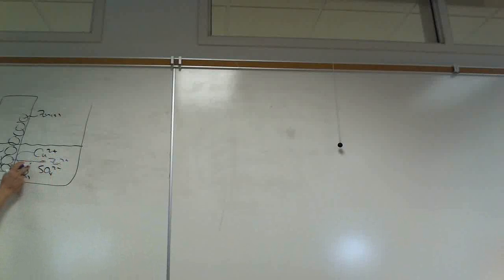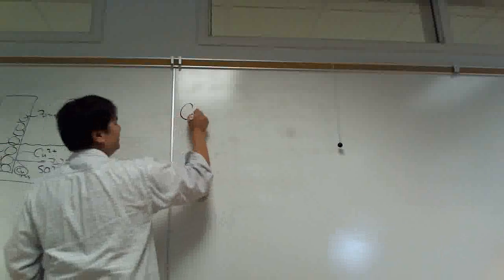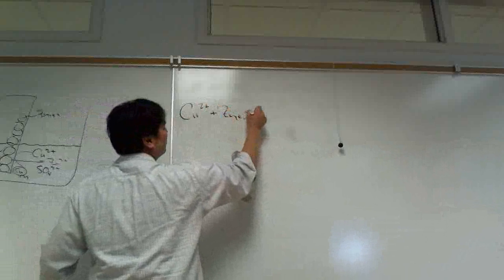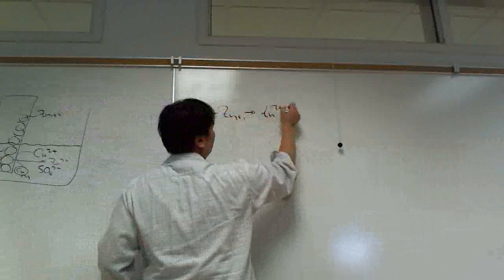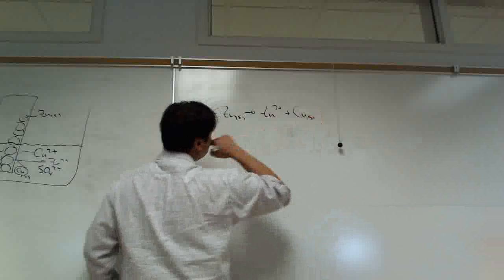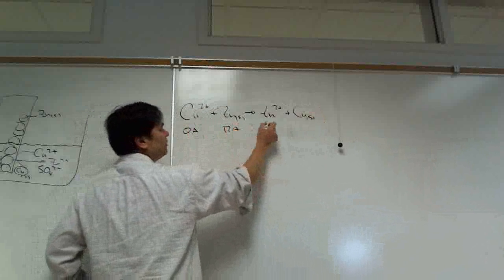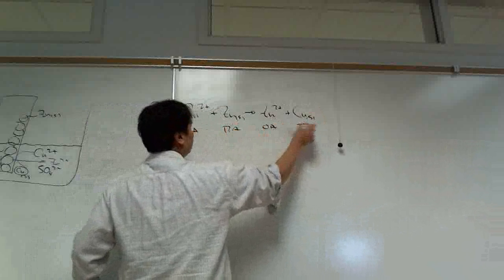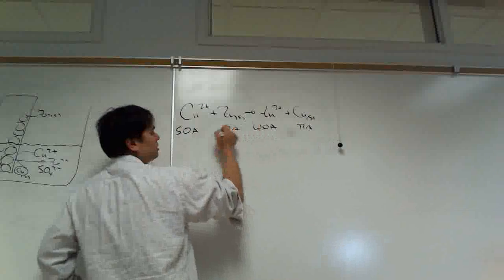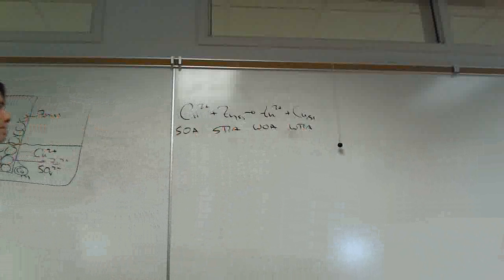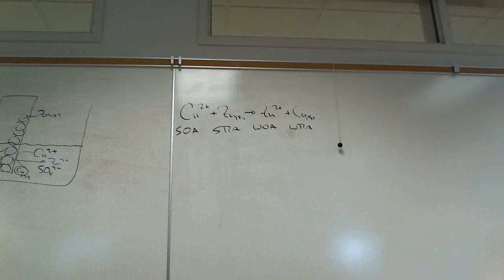Let's do it this way. So we got a redox reaction. In other words, copper 2 is oxidizing the zinc solid to form zinc 2+ plus copper solid. And so as far as the driving force goes, we're going from a stronger oxidizer to a weaker oxidizer and a stronger reducer to a weaker reducer here. And so this reaction occurs spontaneously.